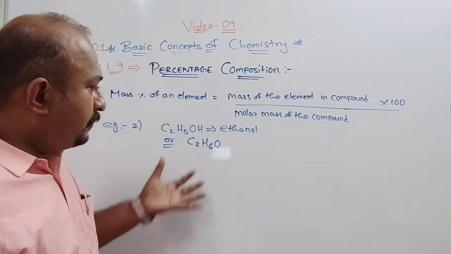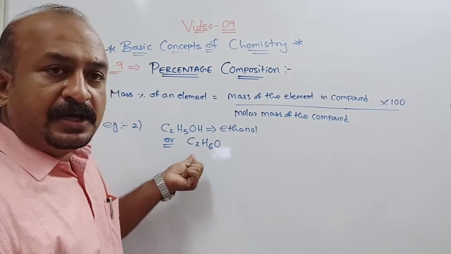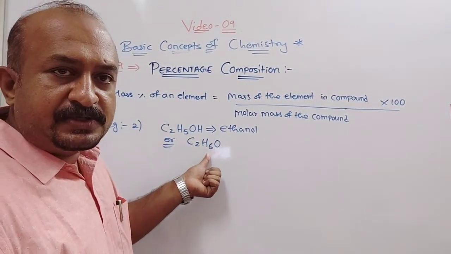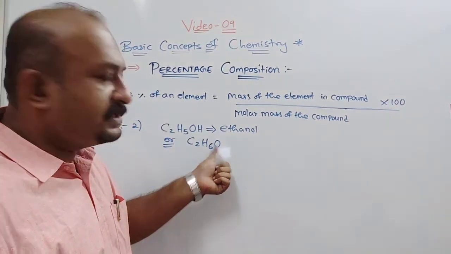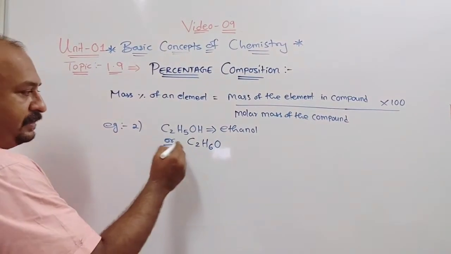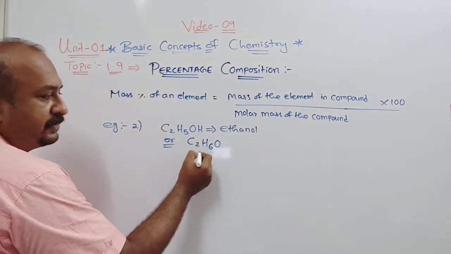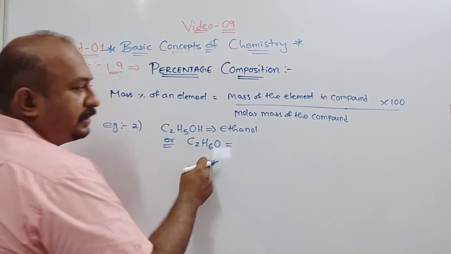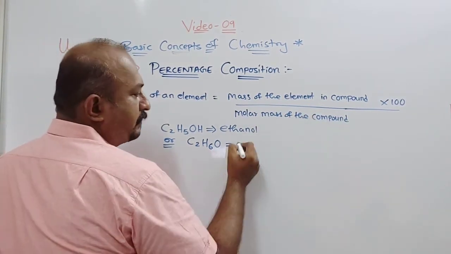C2H6O means you can see in this case, that is C2, carbon 2 atoms are there, hydrogen 6 atoms are there, and oxygen 1 atom is there. Is it clear? So first of all we will find the molecular mass of this. Which mass? Molar mass. What is it? Molar mass of the compound.